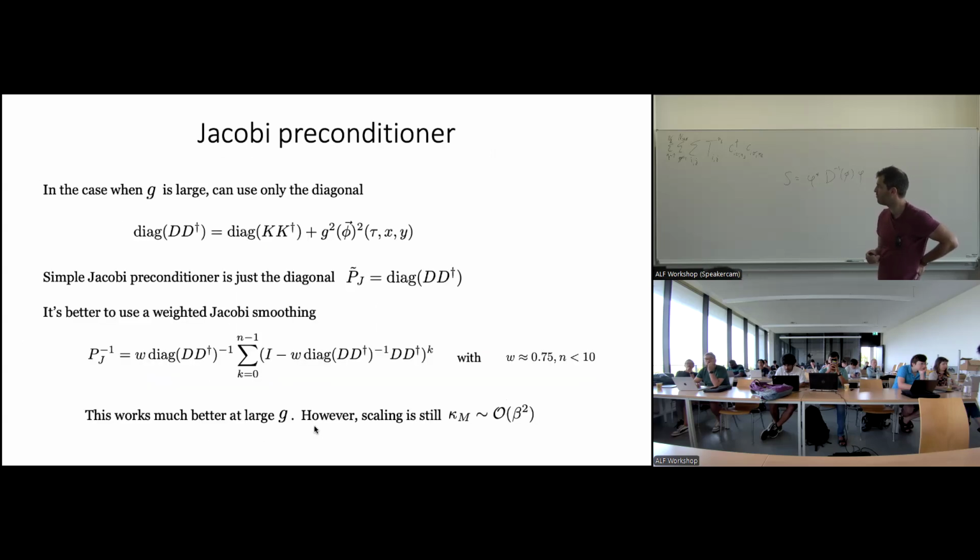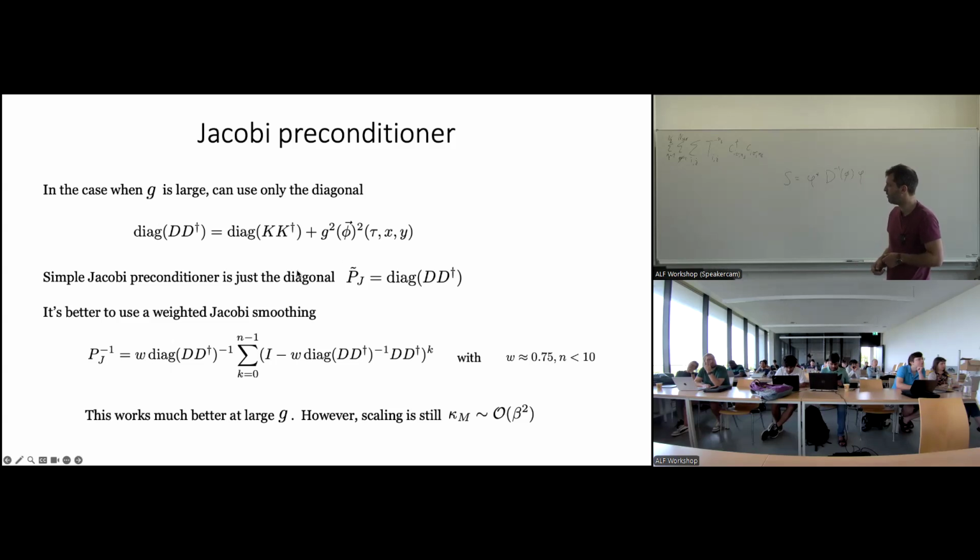So in the case when G is large, what you can do is focus only on the diagonal. If G is large, then you can write the diagonal of DD dagger. It has this form: the diagonal of KK dagger plus this form which goes like G squared times the square of this phi field, the bosonic order parameter field. So this is just a one-dimensional array.